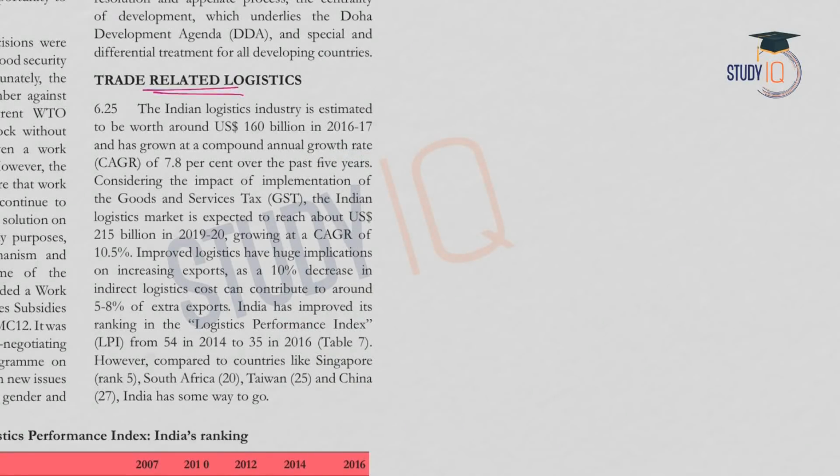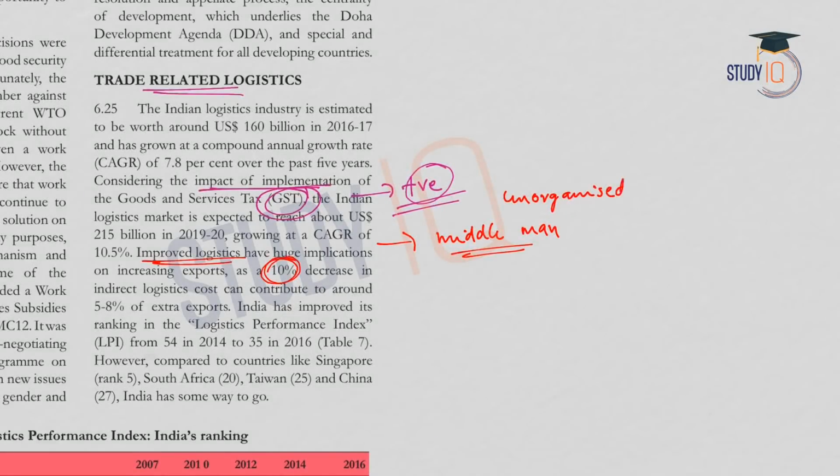First, let us look at the trade related logistics. It is expected that the implementation of GST, goods and services tax, will have a positive impact on the logistics front, and if the logistics of the country is improved, it is estimated that it will increase the exports by 10%. Now, what is the problem with logistics sector in India? One is unorganized market, which is in the hands of middlemen. So it is highly unorganized, and therefore the cost of commodities increases, leading to inflation.